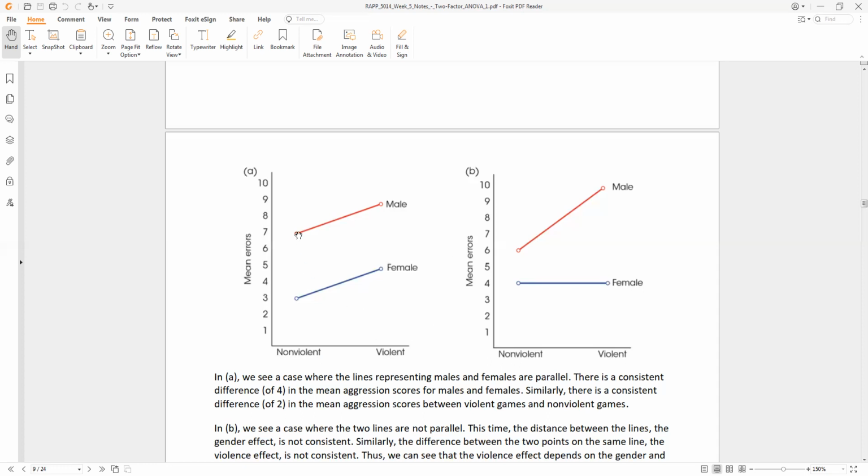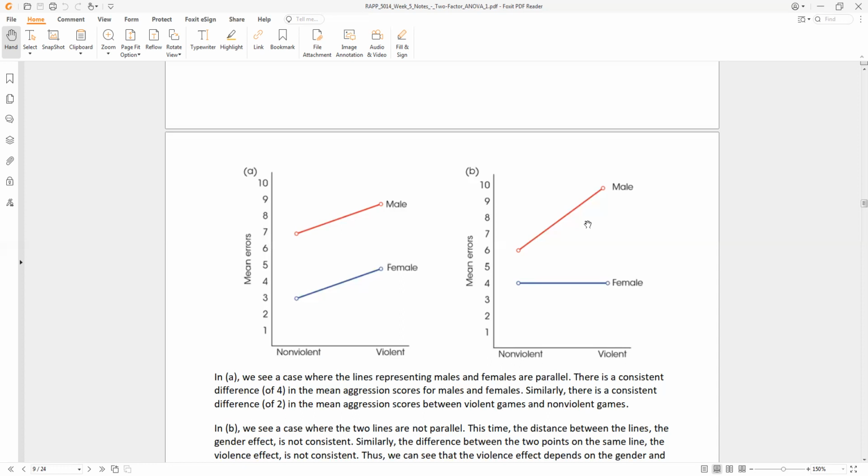In the first picture, the violence effect was the same for both groups. In the second picture, it's different. And that's what we mean by there's an interaction. These two variables, these two factors, cannot be neatly separated. We can't just say violence does this, gender does that, and then plug them in and get our answer. We have to say violence does this for men, and violence does that other thing for women.